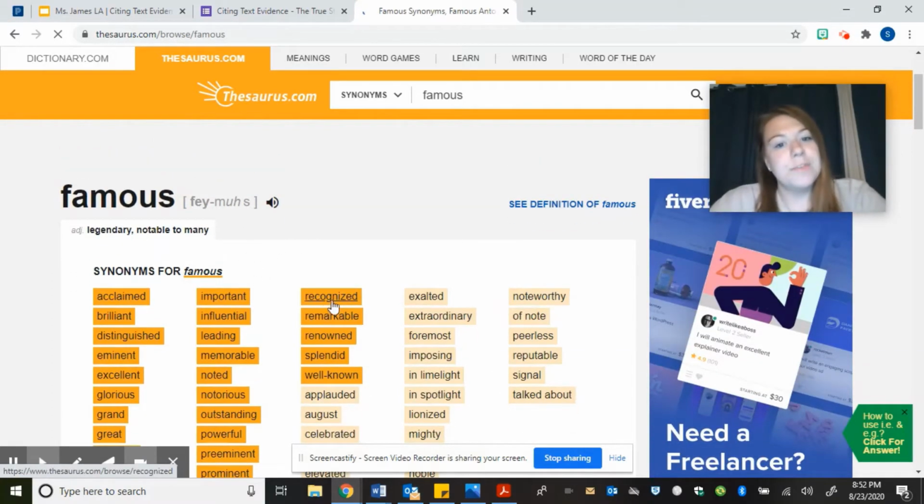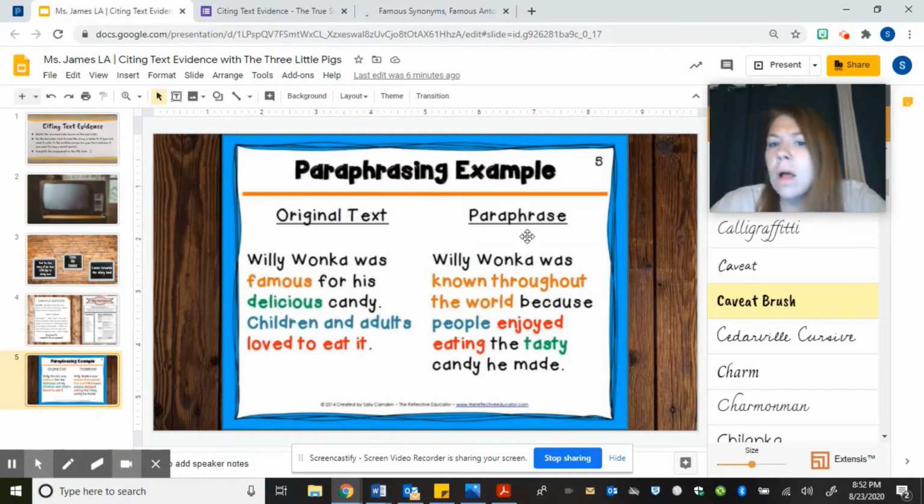So what I might say is recognized. I could go back in my new words and say Willy Wonka was recognized because people enjoyed eating the tasty candy he made, right? So we can take these words and, again, make them our own as long as we're not using it word for word, and then we'll give credit later in the citation.